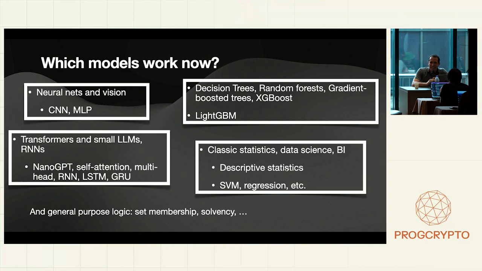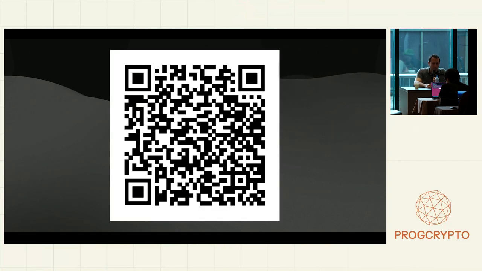Also classic statistics, data science, aggregation, business intelligence, analytics kind of stuff, regression, which, you know, runs the world. And general purpose logic is increasingly possible, right? So the set membership example is one that Casey will talk about tomorrow. And in ZooPass, people have used it for proof of solvency, all kinds of other things. So we're trying to make something that is useful for lots of things.